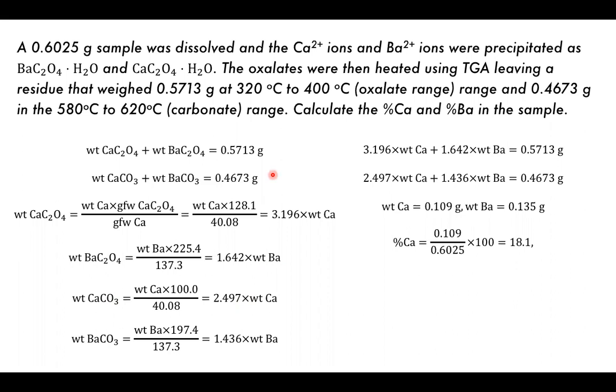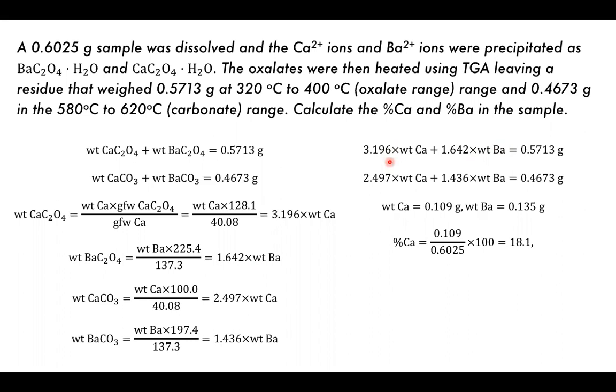So let's look at the oxalate example here. The weight of calcium oxalate is equal to 3.196 times the weight of calcium, so that becomes this term. Then we can do the same for the barium oxalate, where the weight of barium oxalate becomes 1.642 times the weight of barium. So we substitute that in. That means we have a new equation in terms of the weight of calcium and the weight of barium in our sample.